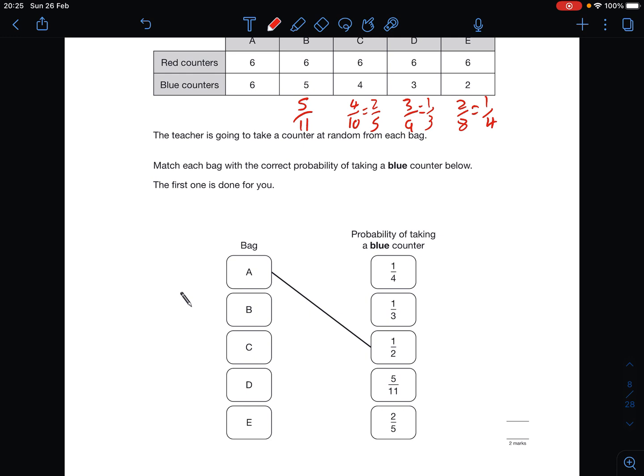So now I know that B is going to be 5 over 11. C is going to be 2 over 5. D is going to be 1/3. And E is going to be 1/4.